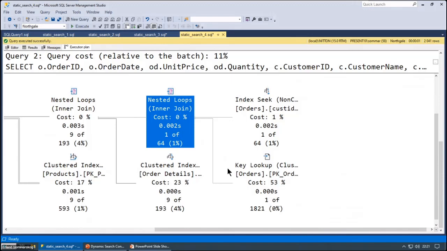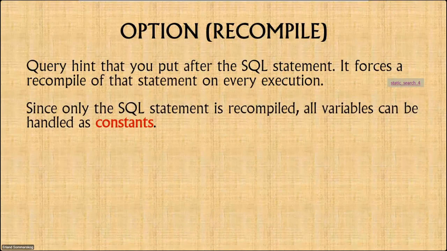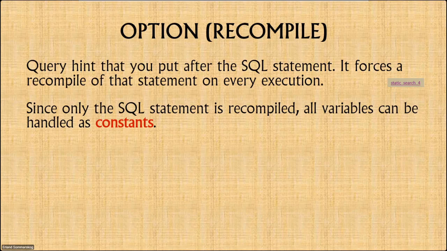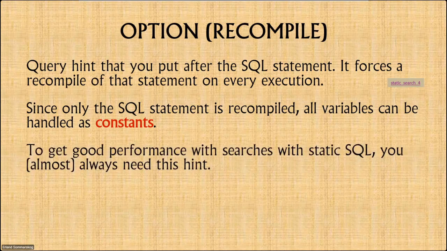So not only do we get different plans for different search conditions, but also depending on the value, we can get optimal plans when we use option recompile. So this is the key to success. Because only the SQL statement is recompiled, all variables can be handled as constants. SQL Server does not have to bother about, oh, wait a minute, the values could change. No, because it's just this statement. And to get performance with searches with static SQL, you always need this hint. Well, almost, I've said in parentheses. There are a few exceptions.